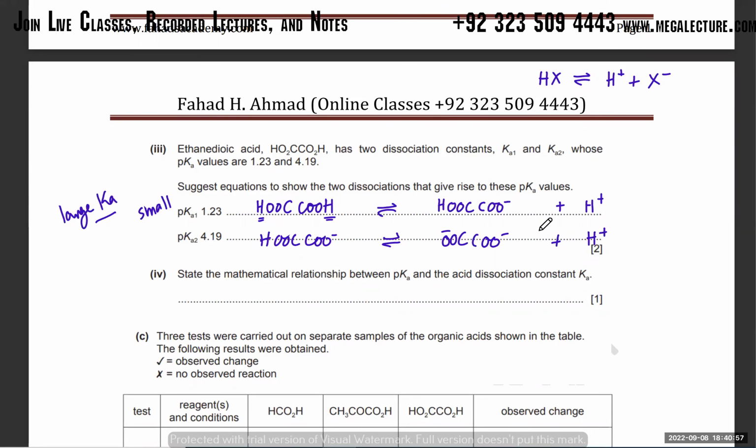For the second one, once the first has ionized, the next H+1 will be a lot harder to be released because it's already a negative ion now. And instead of losing an H+1, it will instead be attracting H+1. So it would be very hard for it to lose an H+1 once it's becoming a negative ion. So उसकी जो pK value है ना, that's coming out to be large. That means its K value would actually be small. Is this clear? Yes, sir.